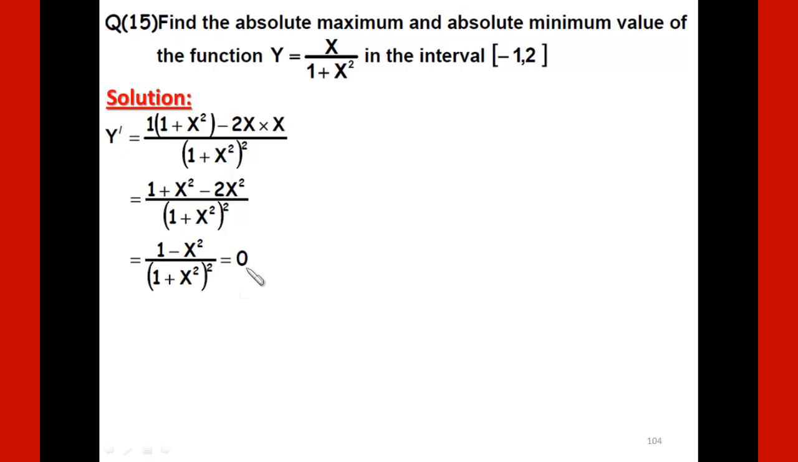This is y dash. And to get the critical points, we put y dash equals 0. So 1 minus x square equals 0. By factorization, we will get x equals 1 or x equals negative 1. 1 and negative 1 are included in this interval. So we will find the value at the critical points and at the bounds of this interval, at -1 and 2.